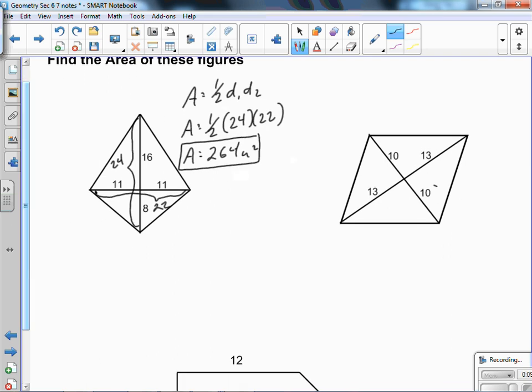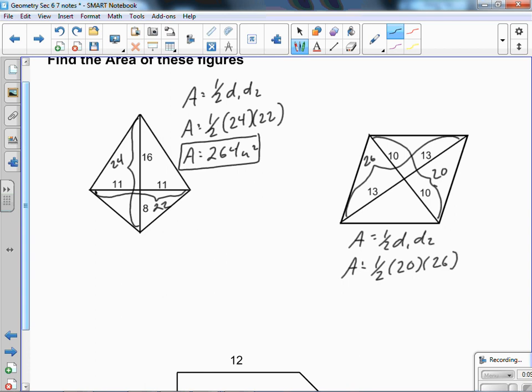All right. Then the next figure appears to be a rhombus. Look at our diagonals. So we got 26 and 20. So once again, using that same formula, 1/2 of diagonal 1 times diagonal 2. So 1/2 of 20 times 26. 1/2 of 20 would be 10, and 10 times 26, we got 260, and it's units squared.